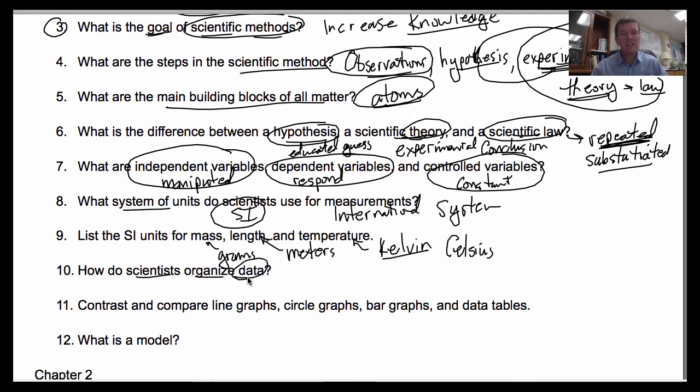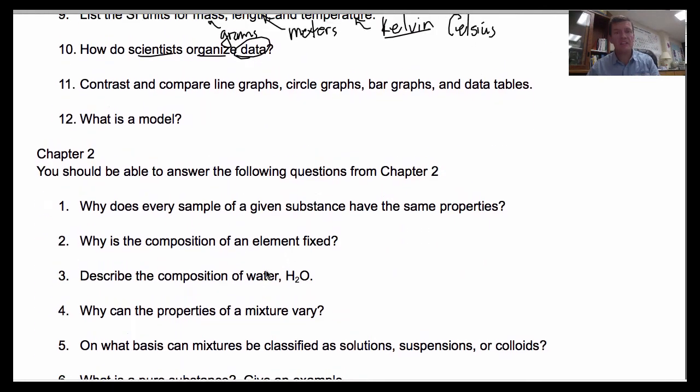Scientists organize data, so we have to organize. Remember, we did a whole section on this, organizing data, and we often use data tables. And remember, we want to organize it so that we're looking at tables that compare the independent variable, IV, and the dependent variable, DV.